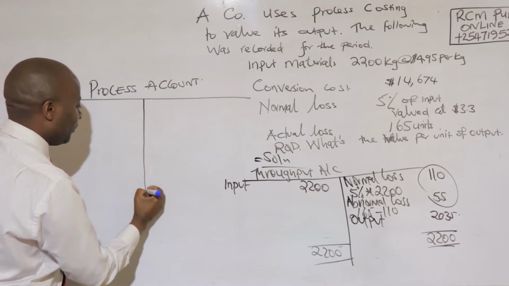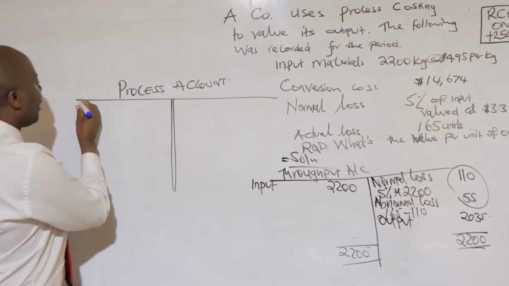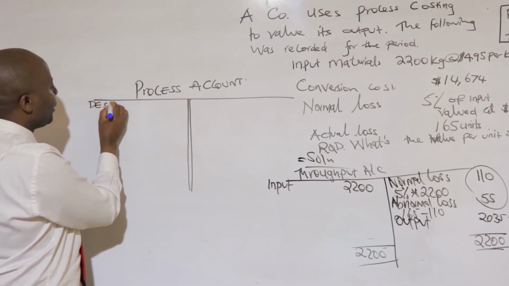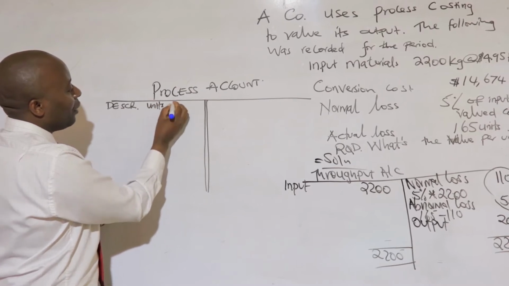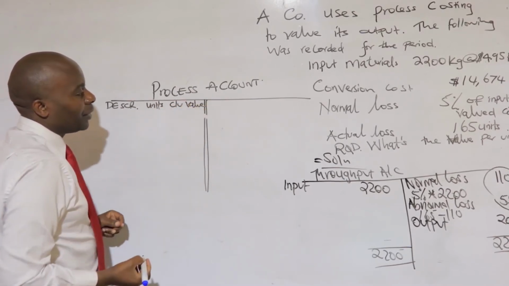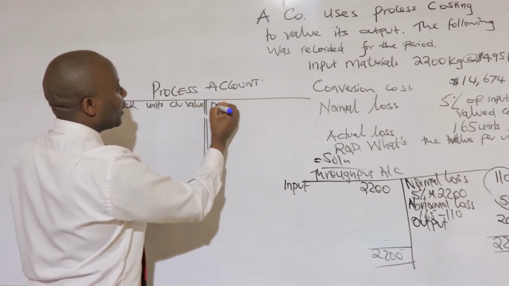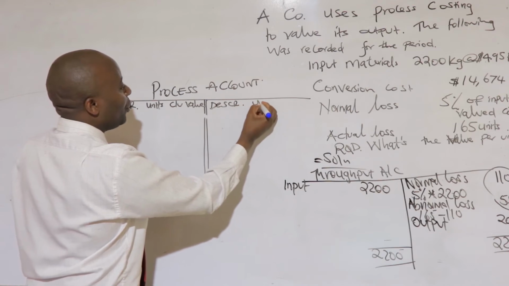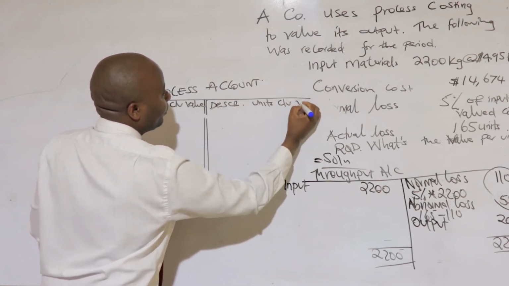In the middle, with those two lines, we have what we call description. We have the units, we have cost per unit, and then lastly, we have the value. The same will be replicated on the other side, where we have description, units, cost per unit, and value.